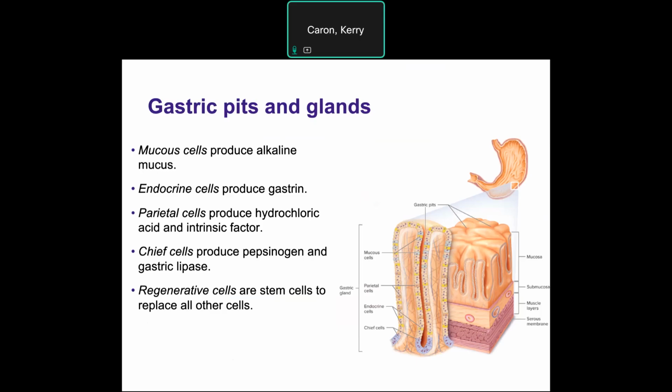They have chief cells, which produce pepsinogen and gastric lipase. Wait, warning, warning. I said anytime you see a word ending in ASE, it's typically an enzyme. So this lipase, gastric lipase, digests lipids or fats. There are also regenerative cells that are stem cells in there to replace other cells.